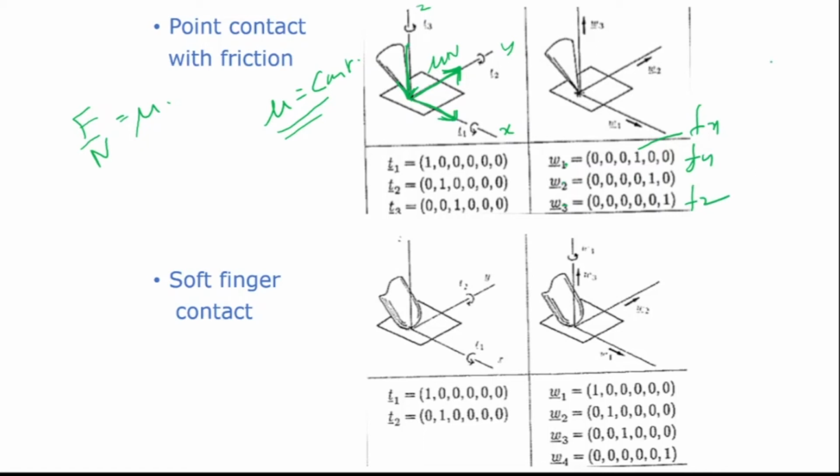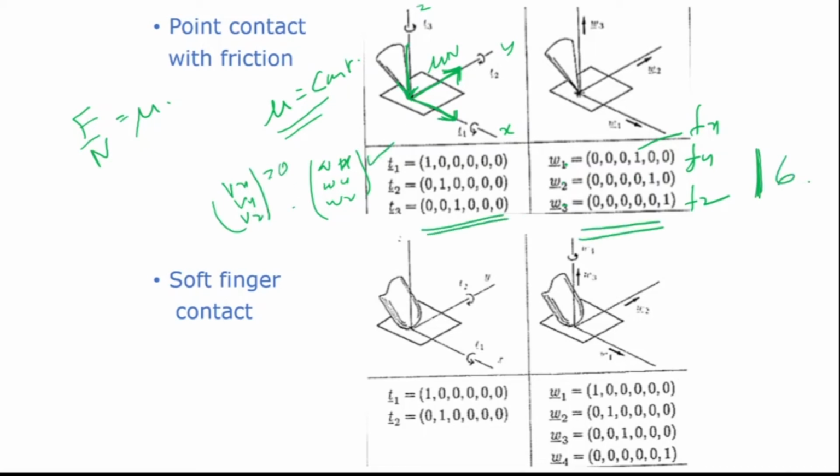What about twists? In case of twists, because you can apply forces, you cannot have a linear velocity. It won't allow you to move in that direction. But the angular velocities are there. So omega x, omega y, omega z are there. The Vx, Vy and Vz all become equal to 0. So we have 3 here and 3 here, totally 6 again. Now, please note that this is point contact with friction, and most robot fingertips are this type, point contact with friction.